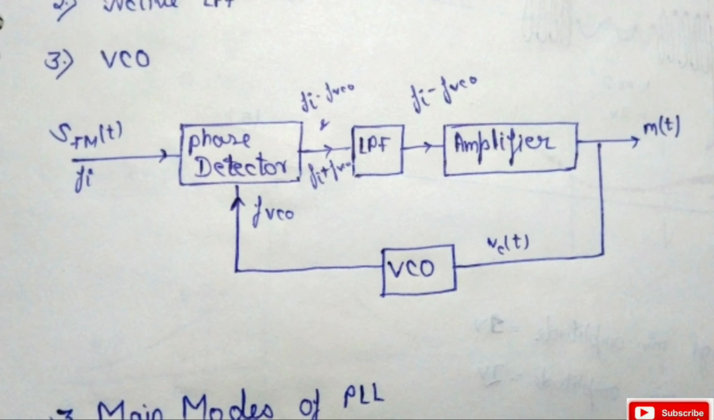In the capture mode, we apply an input signal, and the voltage controlled oscillator generates some frequency, and the PLL tries to capture the input frequency Fi. That is the capture mode. And in the lock mode, the input frequency Fi is equal to the voltage controlled oscillator frequency FVCO.